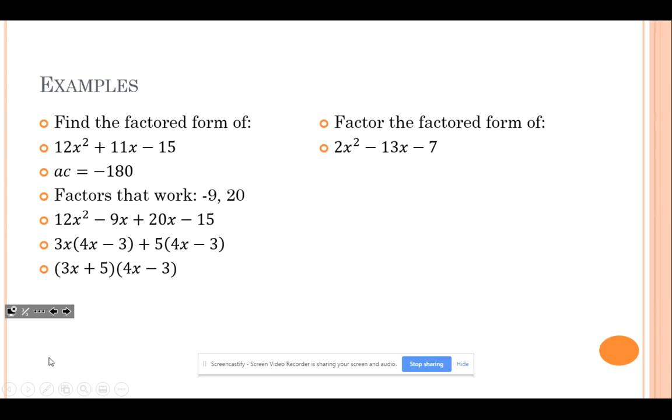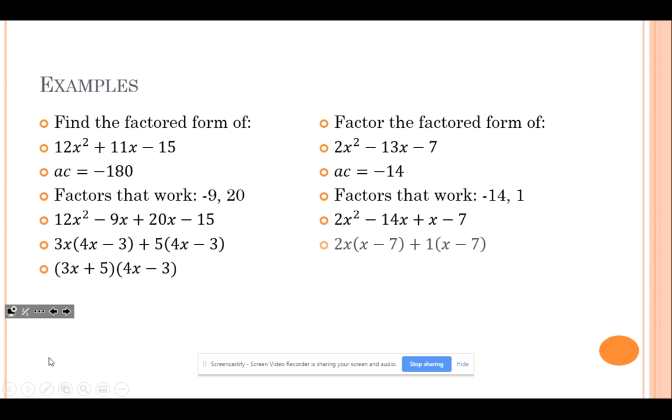On the right side, my AC is -14. Factors of -14 that add up to -13 are -14 and positive 1. I'll split my b term into those two factors. Now I have 2x squared minus 14x plus x minus 7. Using my factoring by grouping procedure on the left side, my GCF is 2x. On the right side, my GCF is 1. The parentheses match, so I may continue. And I'm left with 2x plus 1 and x minus 7.